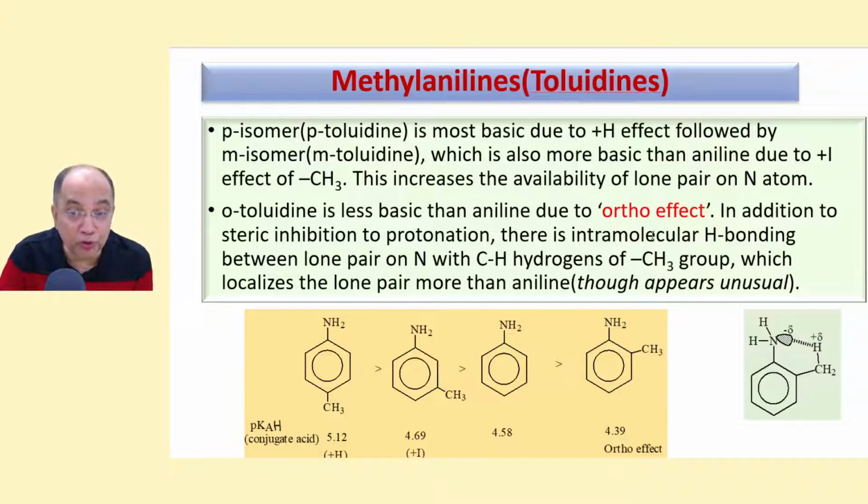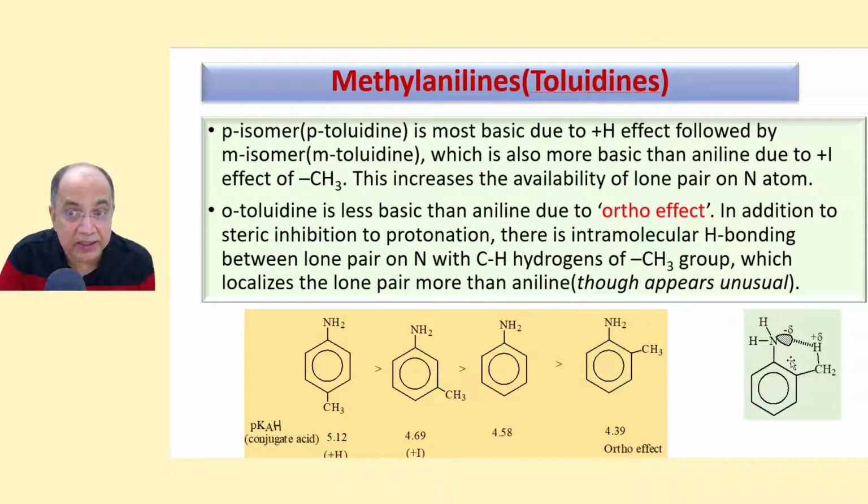While orthotoluidine is the weakest base, despite methyl being a plus I, plus H group at the ortho position, still it is the weakest because of the ortho effect. Because of the steric crowding, the protonation is inhibited, is decreased, and there is a lot of steric inhibition for solvation of this anilinium ion.